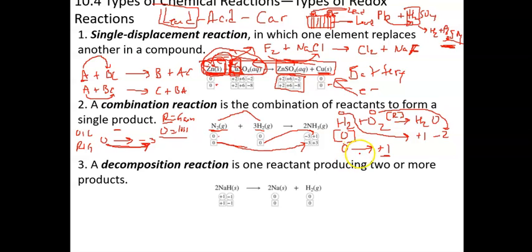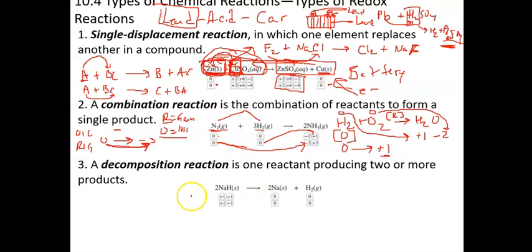Exactly. This shows you how everything in the second half of this chapter comes together. I can give you a chemical equation, and you can figure out what the oxidation states are for each side, and then figure out what's happening to it. Is it oxidizing or is it reducing?